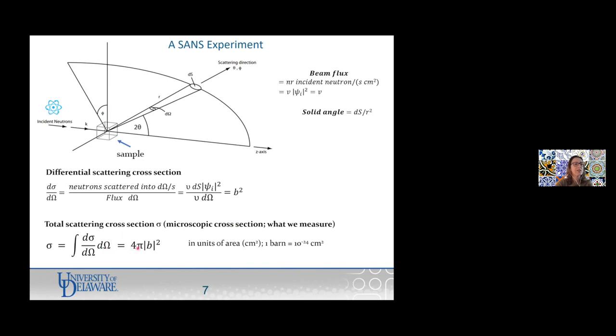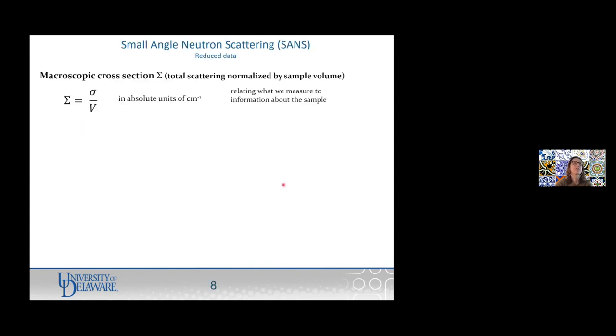And so basically you're now integrating over 4π, so instead of just the one angle, we're integrating into all directions. And you get to this equation that basically tells us it's 4π times the square of the scattering length. Now the units of the microscopic cross section which you measure are units of area, so you will also see them referred to as a barn. The unit is barn, which is 10 to the minus 24. So you'll see that a lot when you look at tables of scattering cross section.